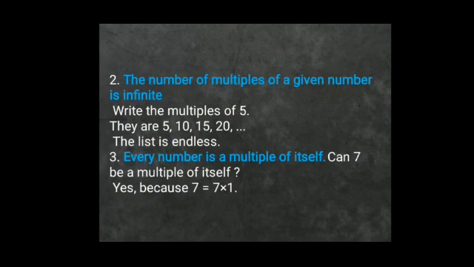In fact number 3, can 7 be a multiple of itself? Yes, because 7 is equal to 7 multiplied by 1. So we can say that every number is a multiple of itself also.